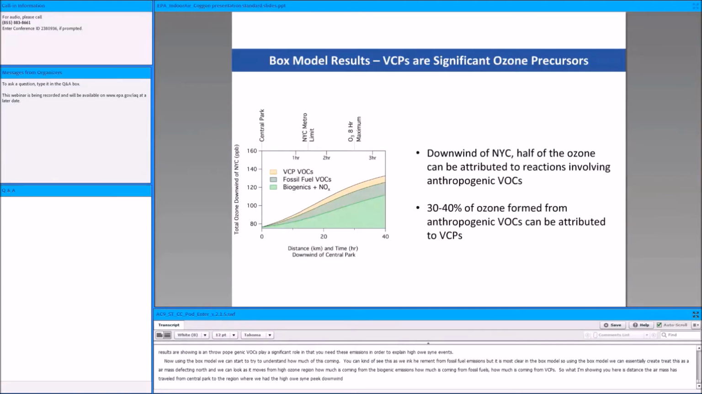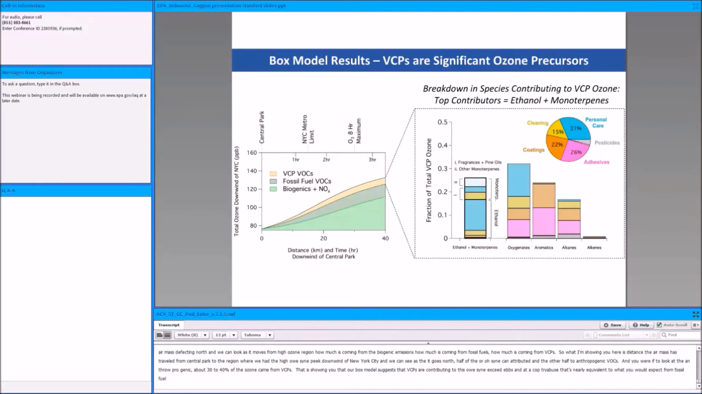And you can see as the air mass advects north, half of the ozone can be attributed to biogenic VOCs, and half can be attributed to anthropogenic VOCs. And if you were to look at only the anthropogenic component, about 30 to 40% of the ozone came from VCPs. So our box model suggests that VCPs are contributing to this ozone exceedance, at a contribution that's nearly equivalent to what you would expect from fossil fuel VOCs.